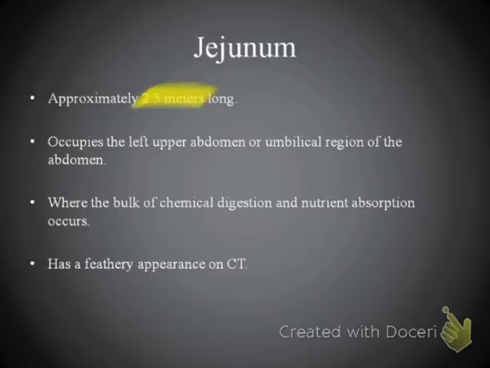So around about 7.5 feet. It occupies the left upper abdomen or umbilical region of the abdomen, and it's where the bulk of chemical digestion and nutrient absorption occurs. The real thing that gives it away in terms of CT is that it has a feathery appearance.